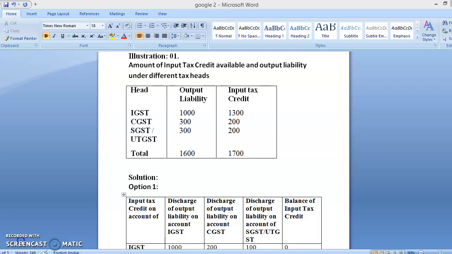Next, SGST liability is 300 and SGST input tax credit is 200. Out of this 300 liability, rupees 100 is set off from IGST credit. So the remaining 200 liability has to be set off out of SGST credit 200. So the balance SGST credit available is 0. This is one option. You can see another option also.